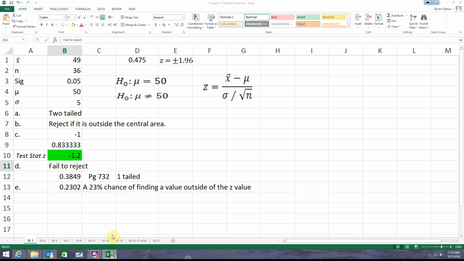So what do I say then? Well, I can't say that I accept the null hypothesis. I have to fail to reject it. Okay, I fail to reject the null hypothesis. Get used to that language. And what does that mean? That means that there's a pretty darn good likelihood that a population mean of 50 would be consistent with a sample mean of 49 at the 95% confidence level, or 0.05 significance level.